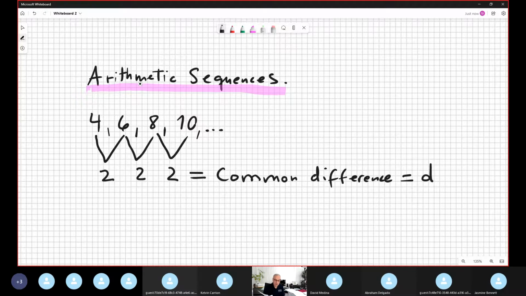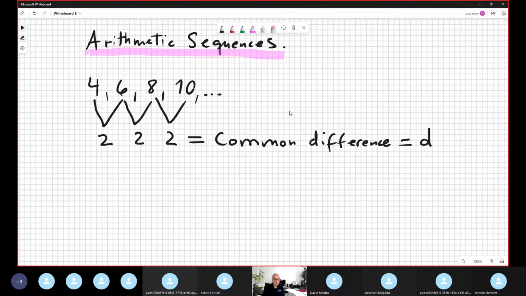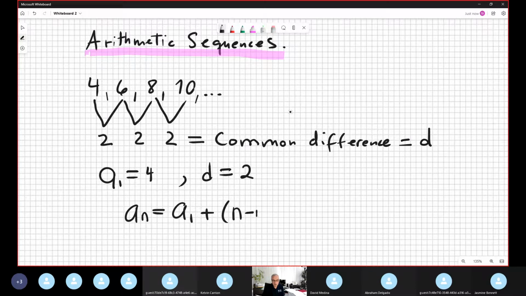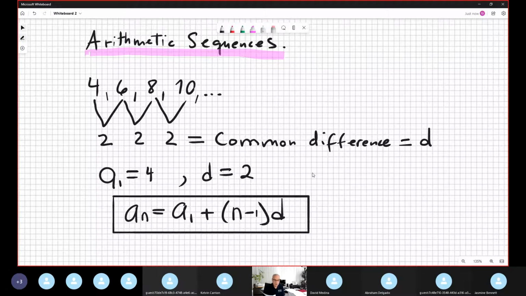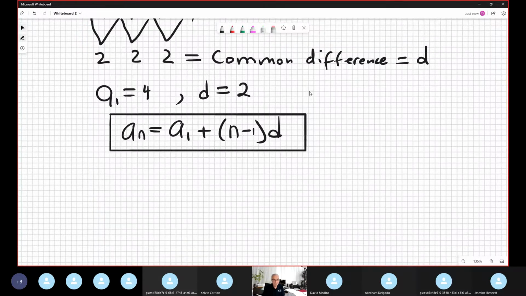So the explicit formula for any arithmetic sequence, the piece of information that we need is A1, the first one. In our example, A1 is 4, the first element in the sequence, and the common difference D is 2 in this example. And the formula is A sub n, for any position, is equal to A1 plus parentheses n minus 1 times D. It's a super important formula. Give me A sub n, so in the n position of the sequence, you can determine that.